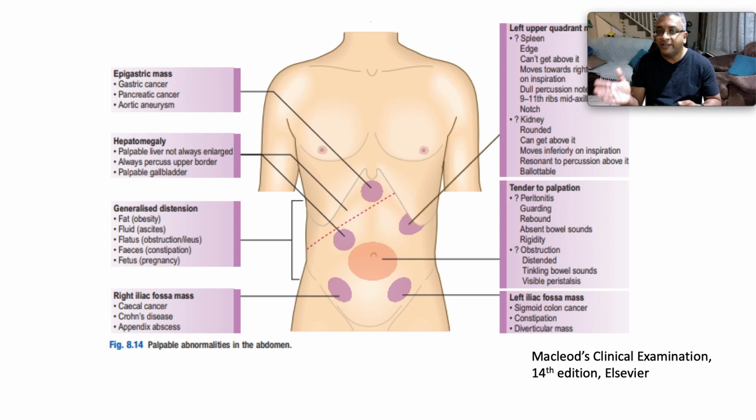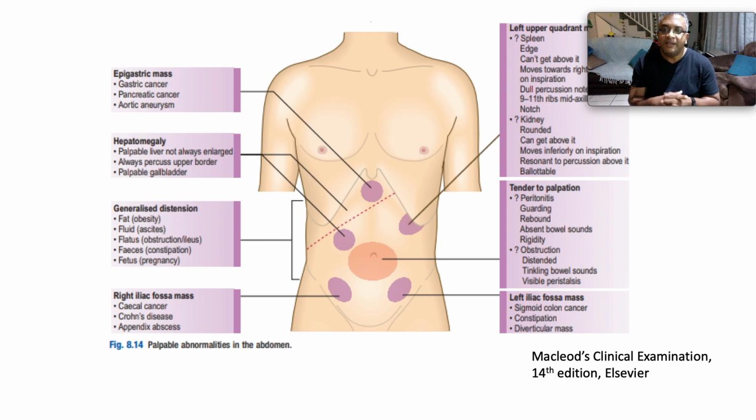Does it move towards the right iliac fossa on inspiration? Does it have a dull overlying percussion note? Is there dullness in Traube's space? Is there a notch? This is as opposed to the kidney, which is more rounded. You can get above it. A kidney moves inferiorly on inspiration, is resonant to percussion, and is ballotable.